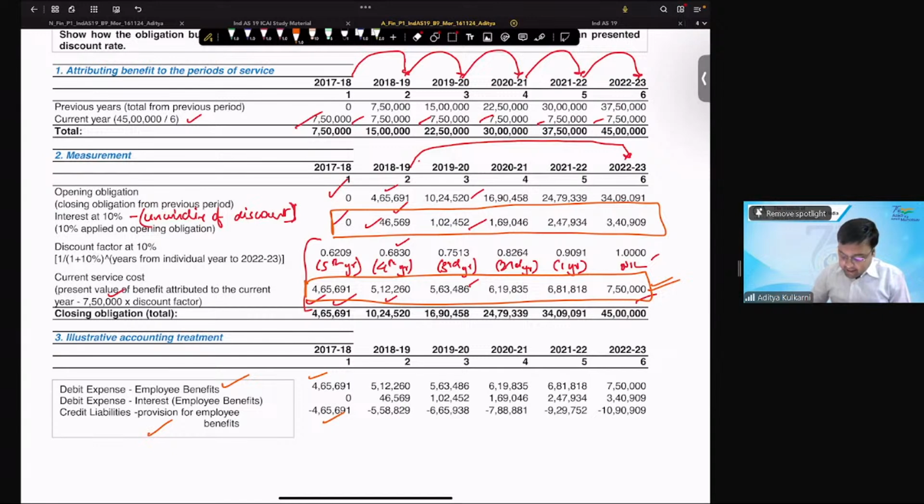4,65,691. Second year, 5,12,260 is your build up. Interest unwinding is 46,569. So the provision for employee benefits will be credited with 5,58,829. A common question that comes here is, sir, do I need to show this interest as finance cost in the financials? No, it's part of employee expenses itself. It's part of employee benefit expenses itself. So 5,63,000, 1,02,000, 6,65,000, so on and so forth. You will do these entries till the last year.